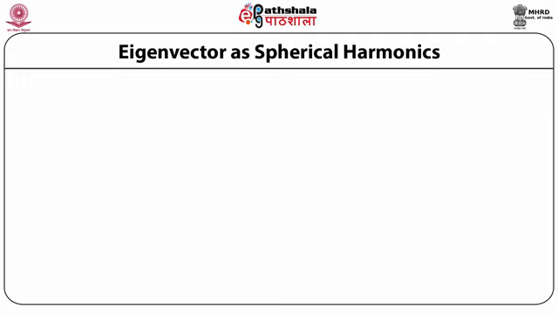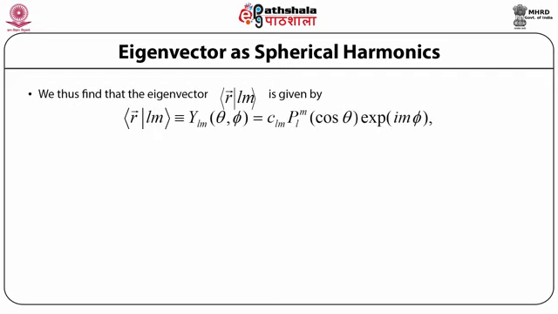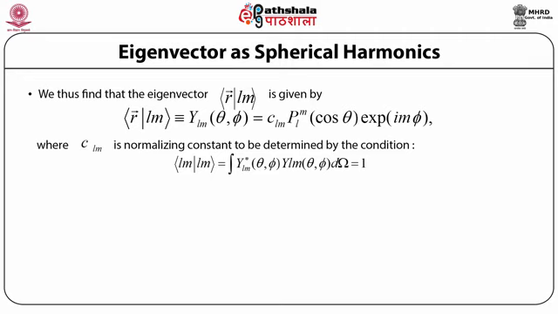Eigenvectors as spherical harmonics. So from the earlier description, we find that the eigenvector bra vector r ket vector lm is given by y lm theta phi, equal to CLM PLM cos theta exponential to the power i m phi, where CLM is the normalization constant, which has to be determined by using the orthonormality condition, that is bra vector lm ket vector lm is equal to the integral of y lm theta phi star y lm theta phi d omega, equal to 1.